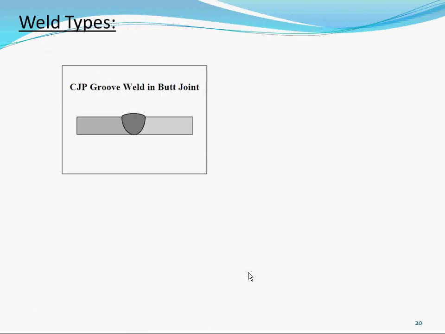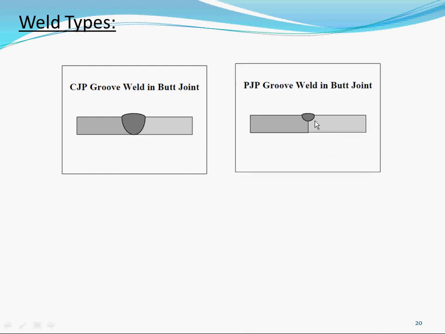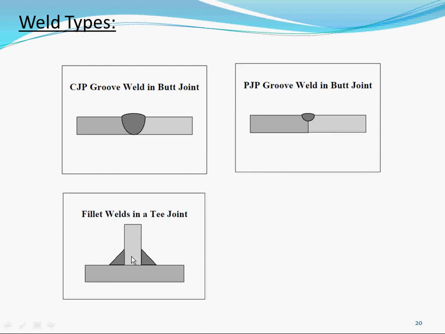For weld type, you have the CJP weld. You see the area of the plate and the weld are the same size. Versus the PJP, where you only weld a portion of it, so you don't cover the whole thickness. You also have the fillet weld for the T joints. That's what this one is, the fillet weld.